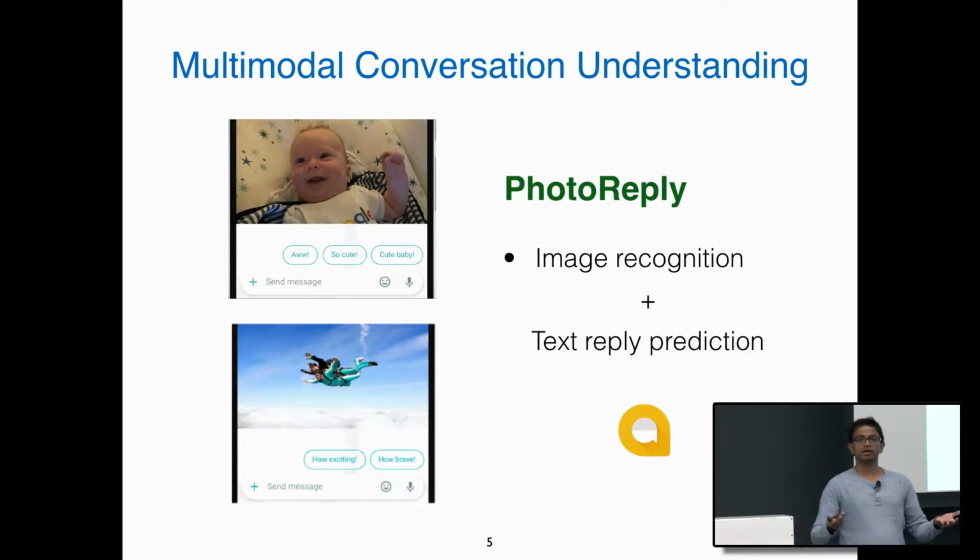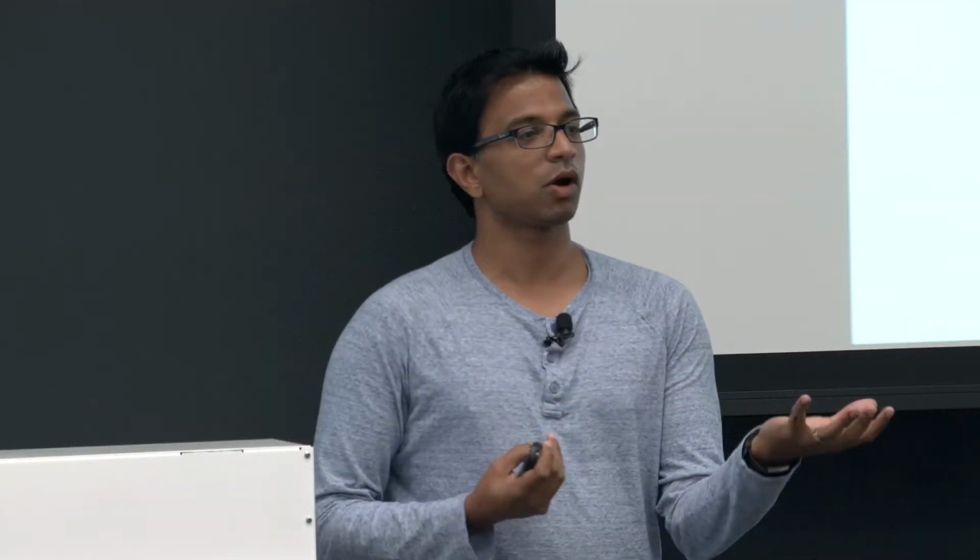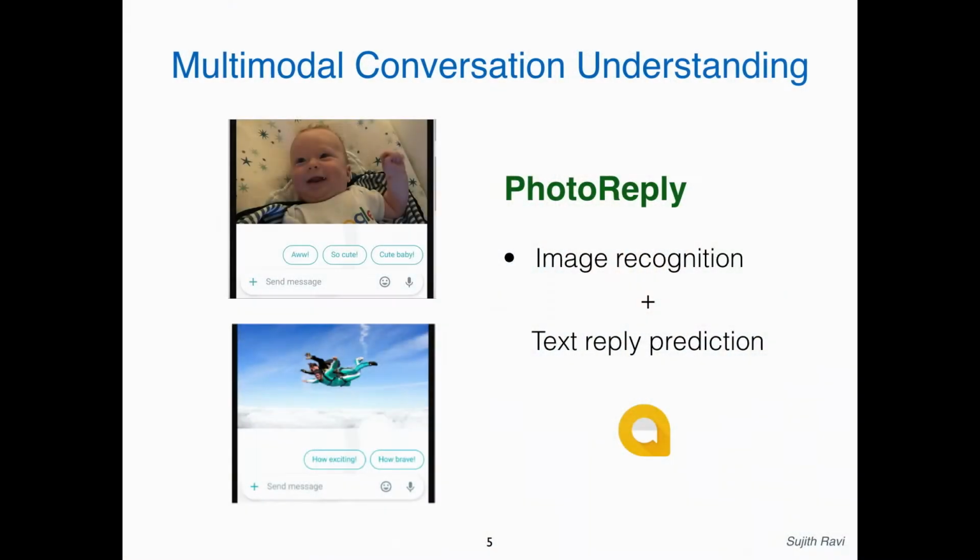And it doesn't stop there, right? So you could think of experiences which don't just get powered by one modality, but you might have multiple things, where you have to do image recognition and text understanding or user understanding, and a combination of all these things to power some features for your product. Photo reply is an example which we built.